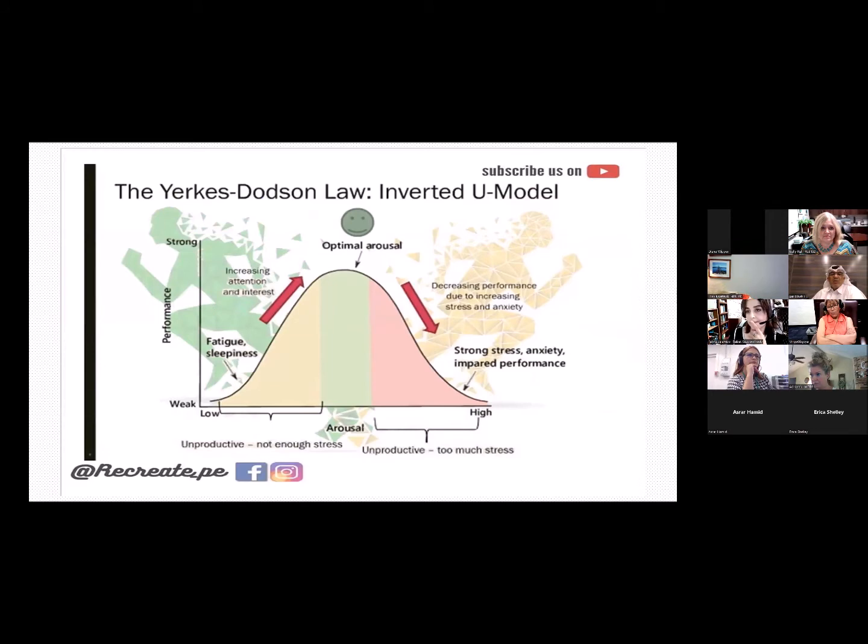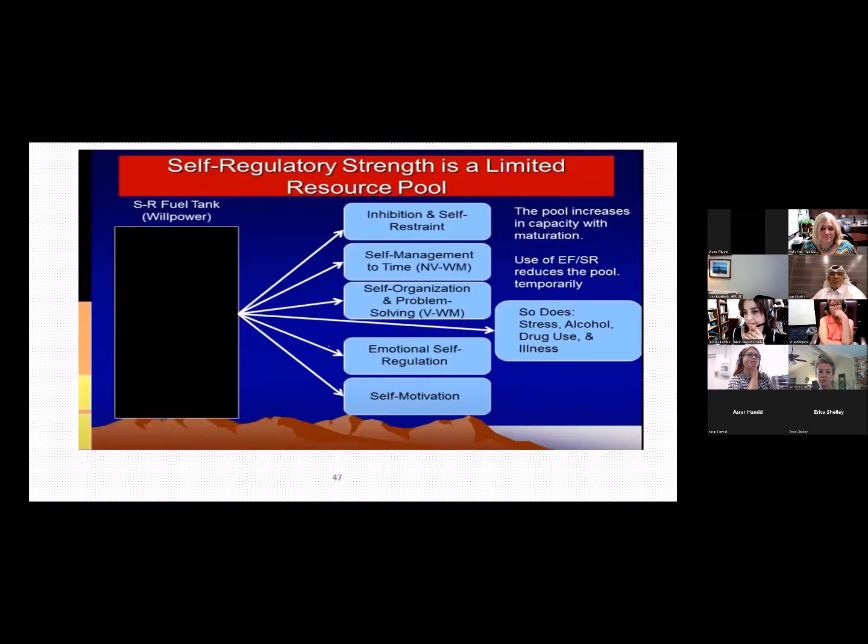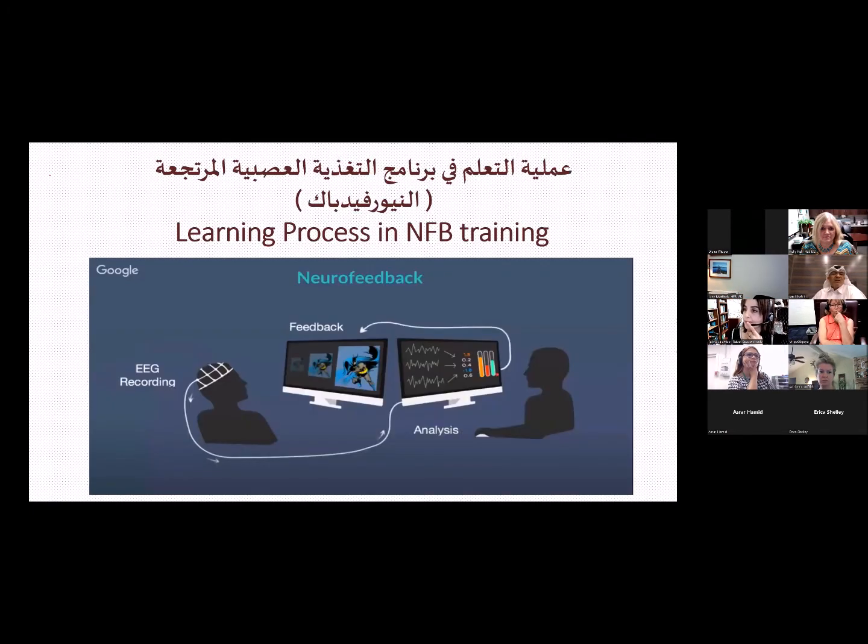What we are looking for basically is to bring the learner to an optimal arousal level, in the zone, not hyper or hypo level or boredom. These are the networks, but I would like to jump to this. This is what we mean by neurofeedback.